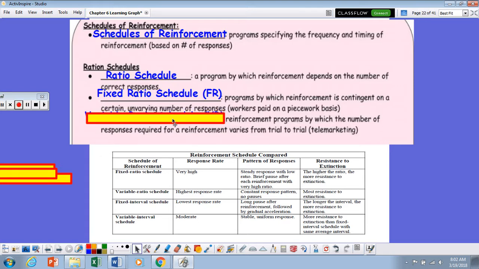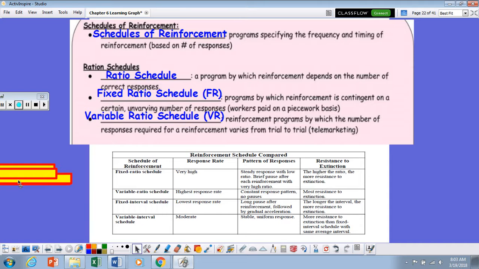A lot of times when we talk about getting your paycheck, it might come after every 2 weeks or once a month. And that fixed schedule would tell you exactly when that's going to occur. Or certain jobs where a person is paid by the number of items that they make, or piecework. So after every 20th item, you get paid.